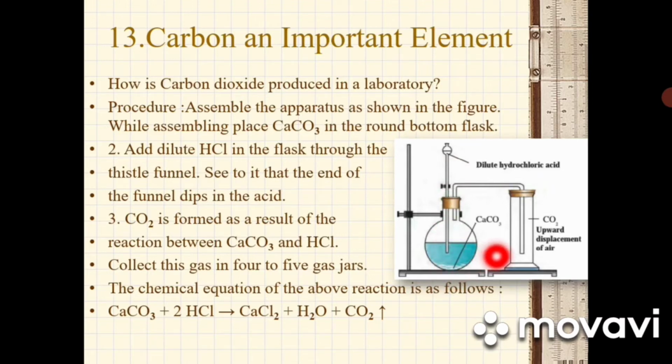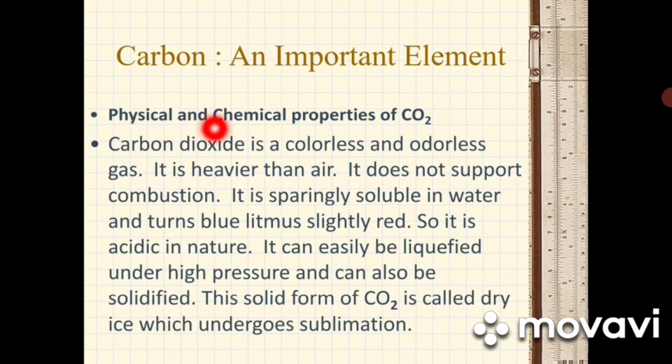Carbon dioxide is formed as a result of the reaction between calcium carbonate and HCl. Collect this gas in 4 to 5 gas jars. Carbon dioxide gas is collected by the upward displacement of air. The chemical equation of the above reaction is as follows. Calcium carbonate CaCO3 + 2HCl, that is hydrochloric acid, gives calcium chloride CaCl2 + water H2O + CO2 carbon dioxide gas.